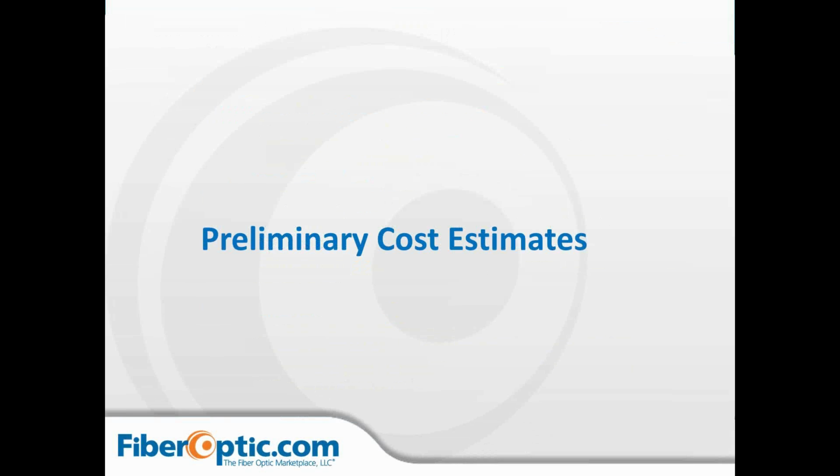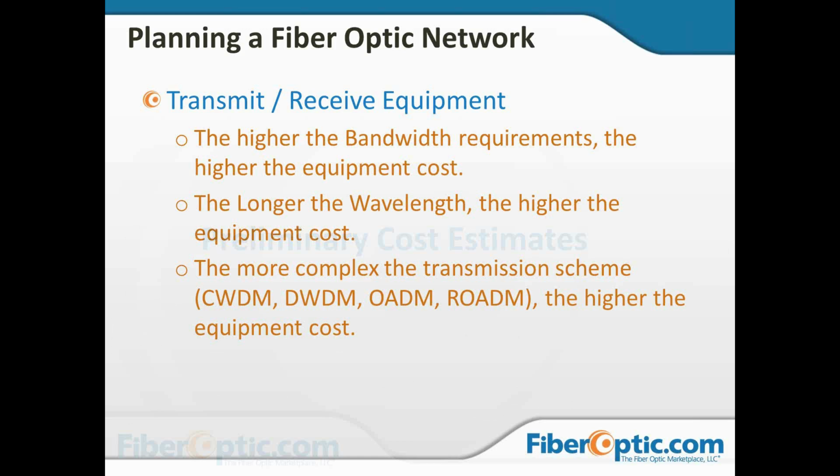So let's look at some preliminary cost estimates. Higher bandwidth requirements mean higher equipment cost. The longer the wavelength, the higher the equipment cost. We might want to go with 1550 because we can go further, but the equipment is going to cost more. So we've got to weigh out whether we want to go back to 1310 at the lower cost.